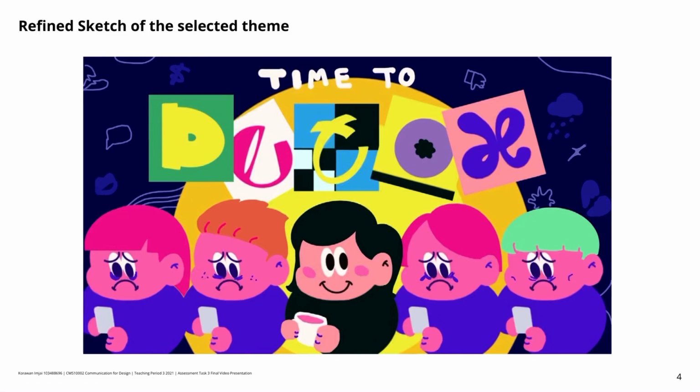Here's the defined sketch of the selected theme. It was inspired from the Skyscape one. The design will be presented in strong, vibrant colors, mainly purple and pink. And for the typography, the letters will be free form with a square background.